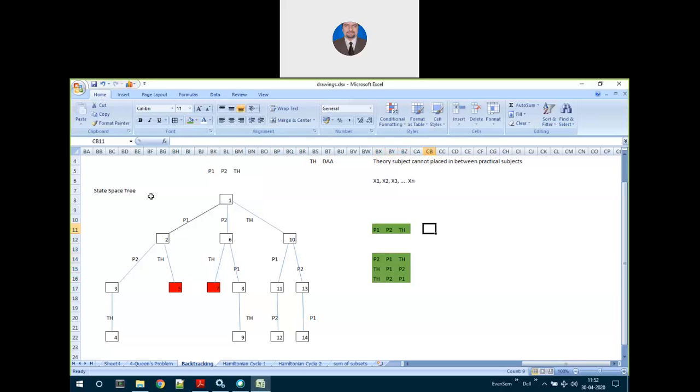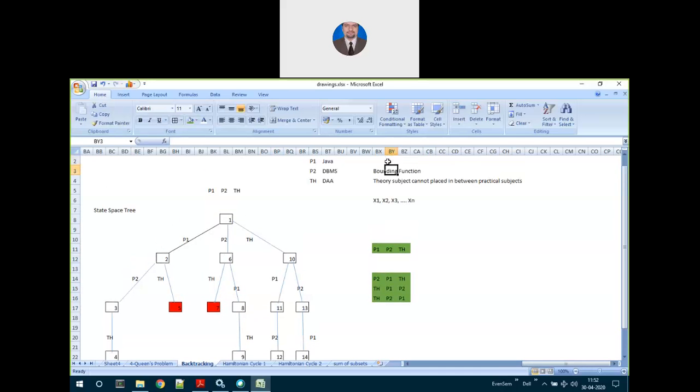So in this way, by just drawing the state space tree, in the form of searching the trees or creating the trees in the depth first search manner, we can find the solutions to the given problem by restricting or maintaining the bounding function. Okay, this is what backtracking is. I hope this particular concept is understood now.